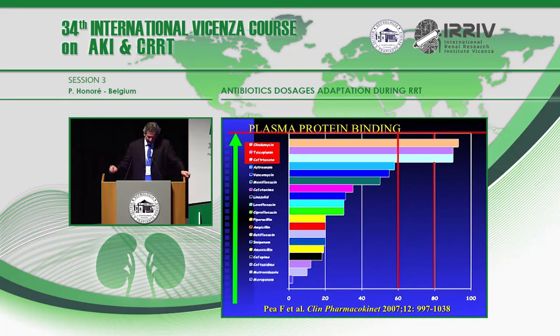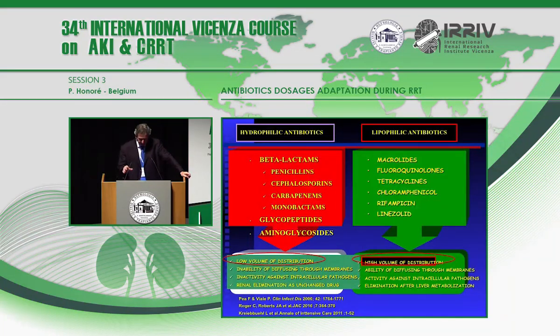What about plasma protein binding? Again, for the usual antibiotics we are using, we know that when it's over 80%, it's almost impossible to remove those by convection. And when it's below 60%, it's very easy to remove. So again, the majority of these antibiotics will be quickly and easily removed by CRT. Not a big issue, really. As you see, there is no word about colistin. I will come back to this.